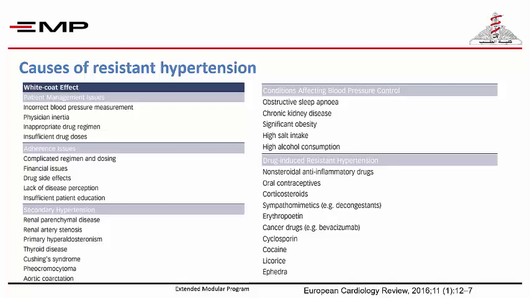It can be drug-induced resistant hypertension, like with the chronic use of non-steroidal anti-inflammatory drugs, oral contraceptives, corticosteroids, sympathomimetics like decongestants, erythropoietin, cancer drugs, cyclosporin, cocaine, licorice, and ephedra.